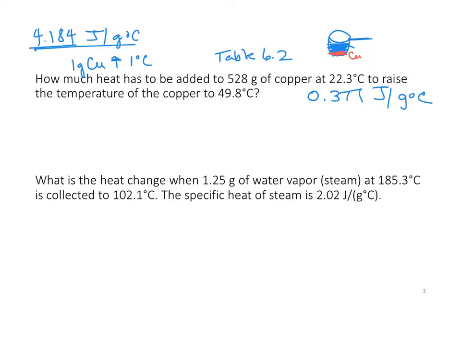But now you're going to need to use the equation that's in chapter 6, Q equals M times C times delta T. Sometimes you'll see me use C as specific heat, S. Okay, so this is heat capacity.